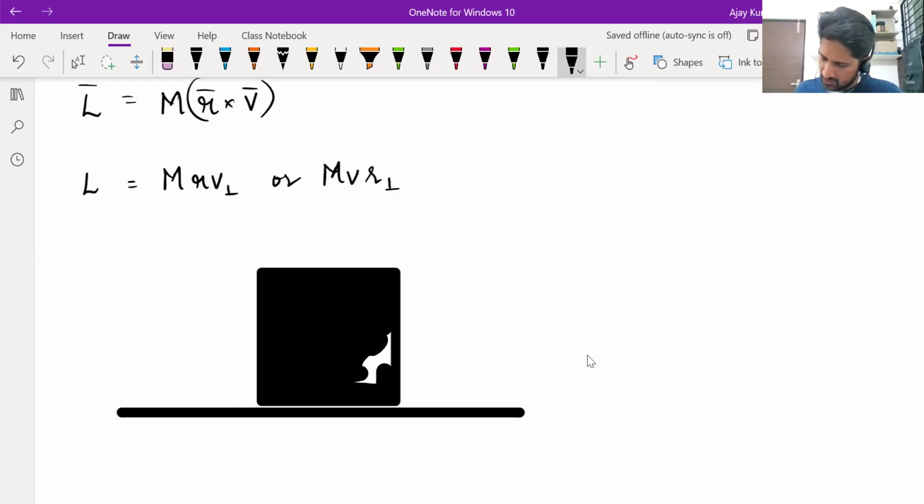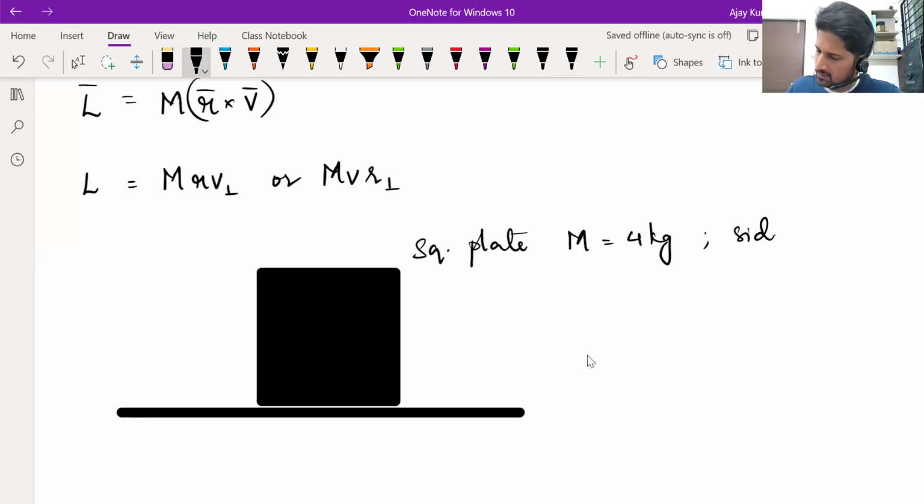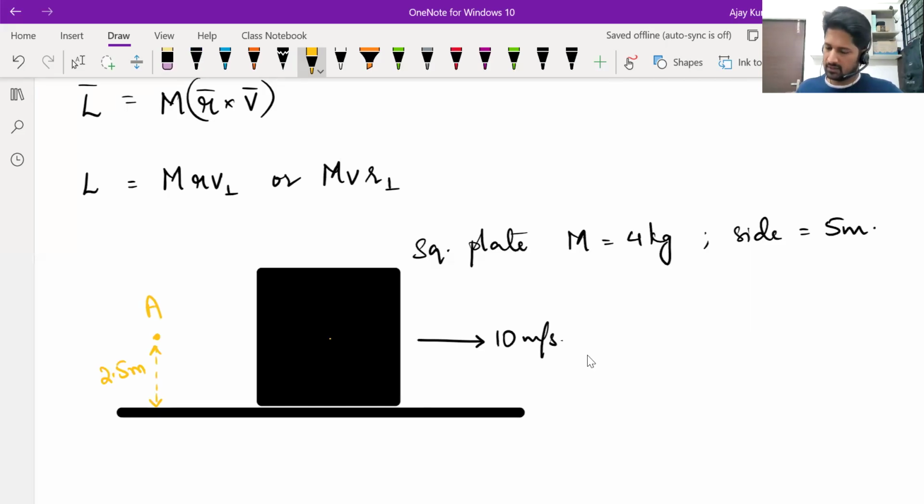And that is important because I'm going to ask you to calculate the angular momentum of this system. So assume this is a square plate of mass 4 kg and side 5 meters. And what is happening with the square plate? It is moving to the right with a speed of say 10 meters per second. Now I'll give you 2 points and you need to calculate the angular momentum of the square plate about those 2 points. First point, call this point A. Where is A? It is at a height of half the side of the square, 2.5 meters. So A is exactly at a height of 2.5 meters above this surface. Find the angular momentum of the square plate about this point A.